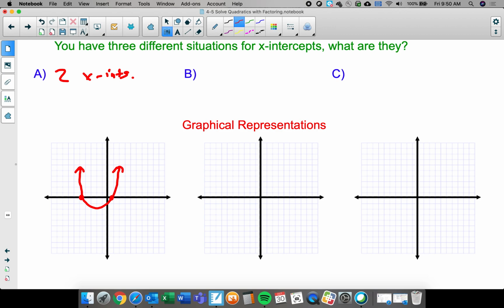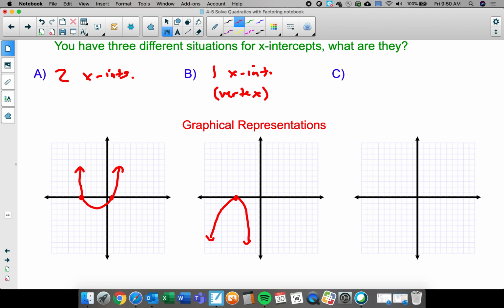The second thing is you might only have one x-intercept. And so you might ask, well, how is that going to happen? Again, it could be opening up or it could be opening down. This time I'll have it opening down. You could go through and it could just touch and then come back down. And therefore, your only x-intercept is the vertex. The vertex of your parabola just might also be the only x-intercept that you have.